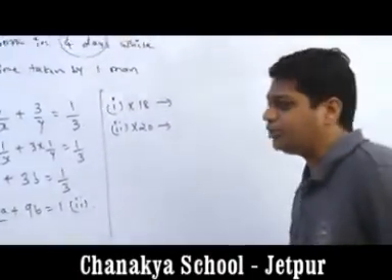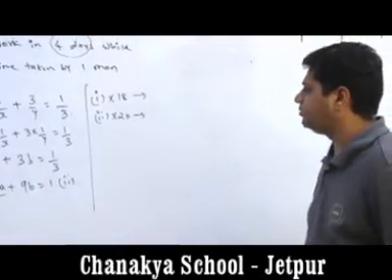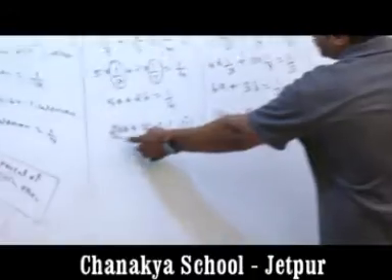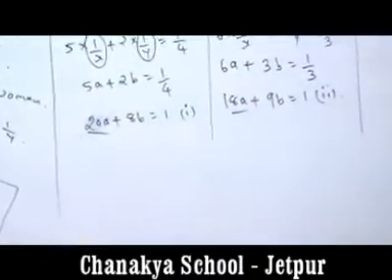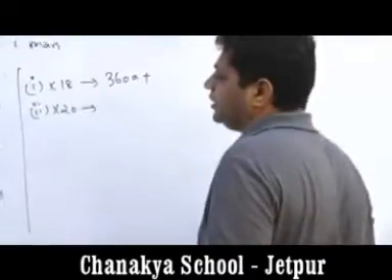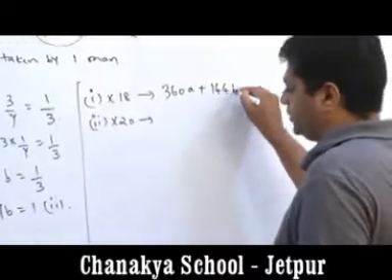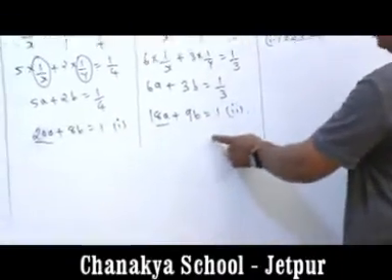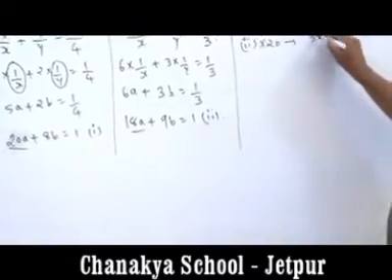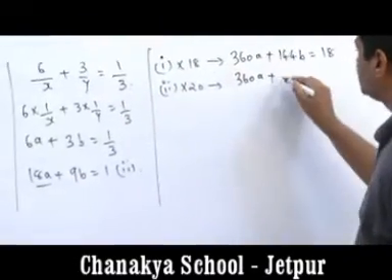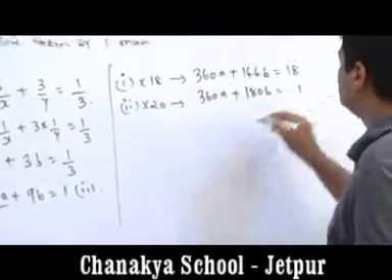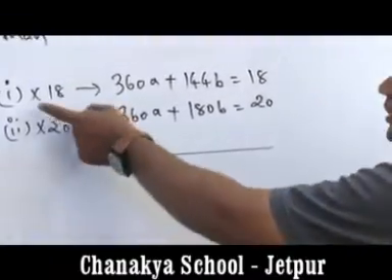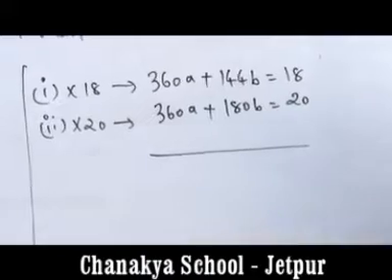Okay students, multiplying first with 18 gives 360a plus 144b equal to 18. Okay, multiplying second equation with 20 gives 360a plus 180b equal to 20.